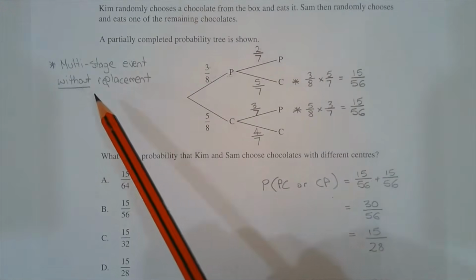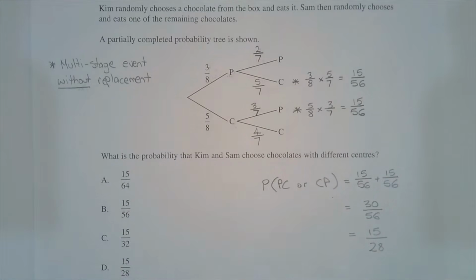This is a multi-stage event without replacement. In the first stage, there are 8 chocolates to choose from, 3 of which are peppermint, 5 of which are caramel. So the probability of choosing peppermint is 3 out of 8, and the probability of choosing caramel is 5 out of 8. In the second stage, there are 7 chocolates to choose from.